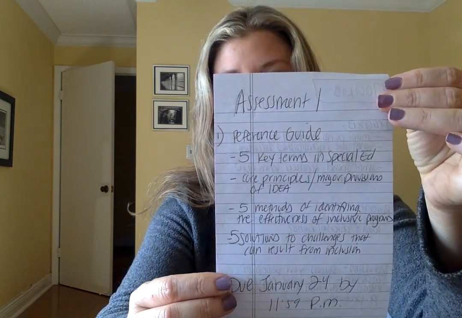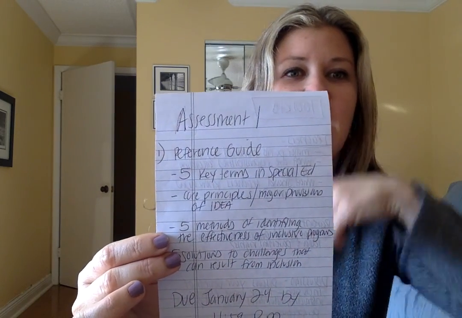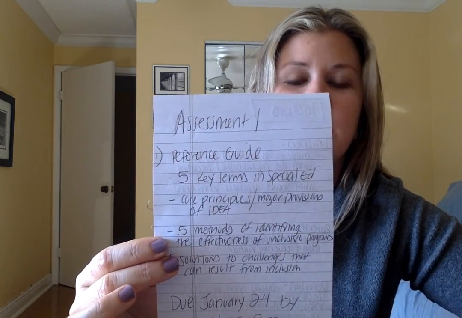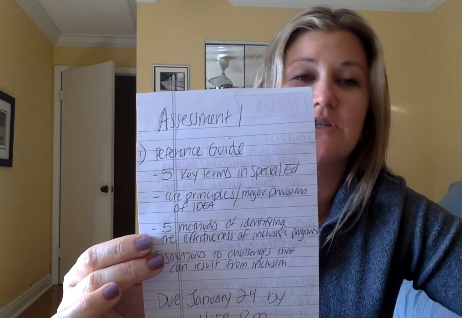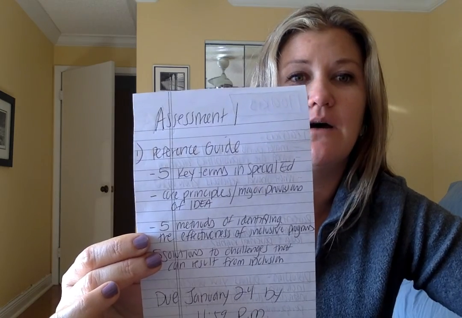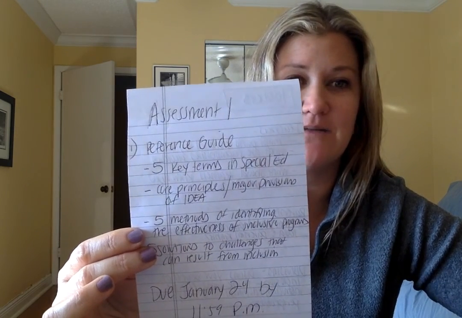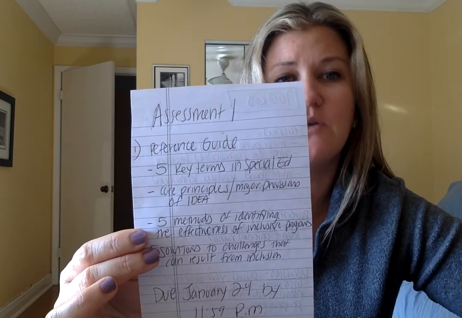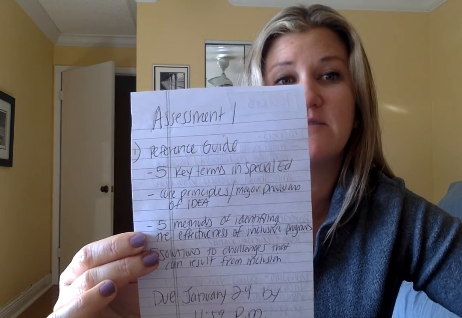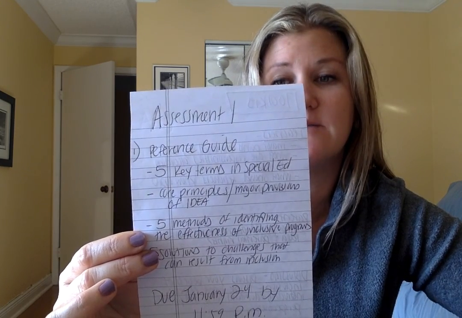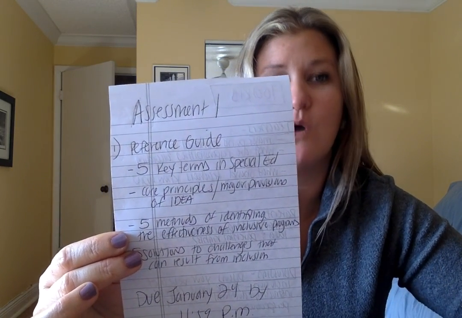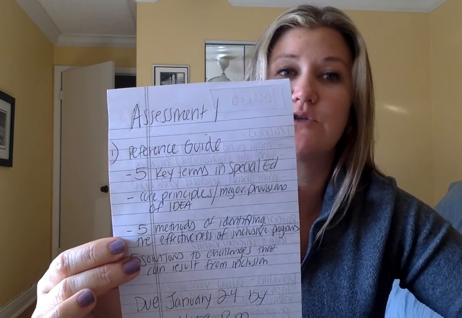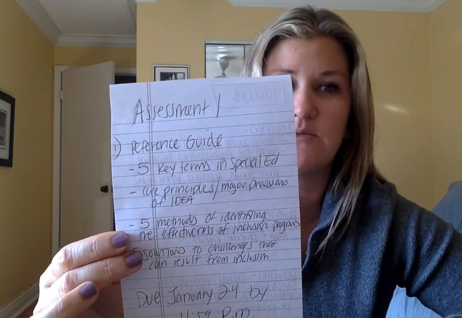So for Assessment 1, I'm asking you to create a reference guide. And this reference guide is going to have various bits of information about special ed, about education legislation, namely IDEA, Individuals with Disabilities Education Act. And also, you're going to address effectiveness of inclusion and issues that can arise from inclusive practices. So within your Assessment 1, you're going to have a reference guide and a toolkit. Okay, so there's 2 parts to Assessment 1.